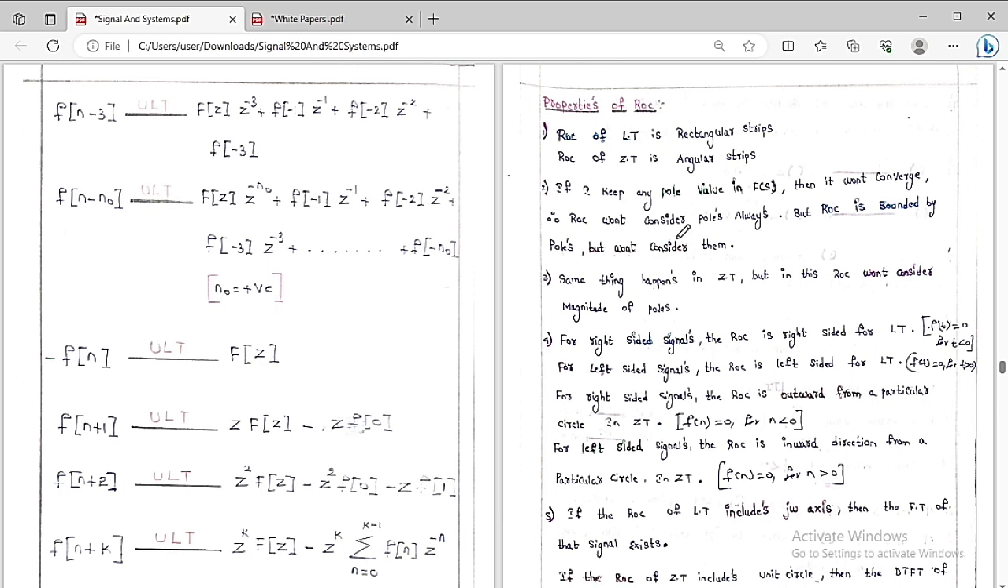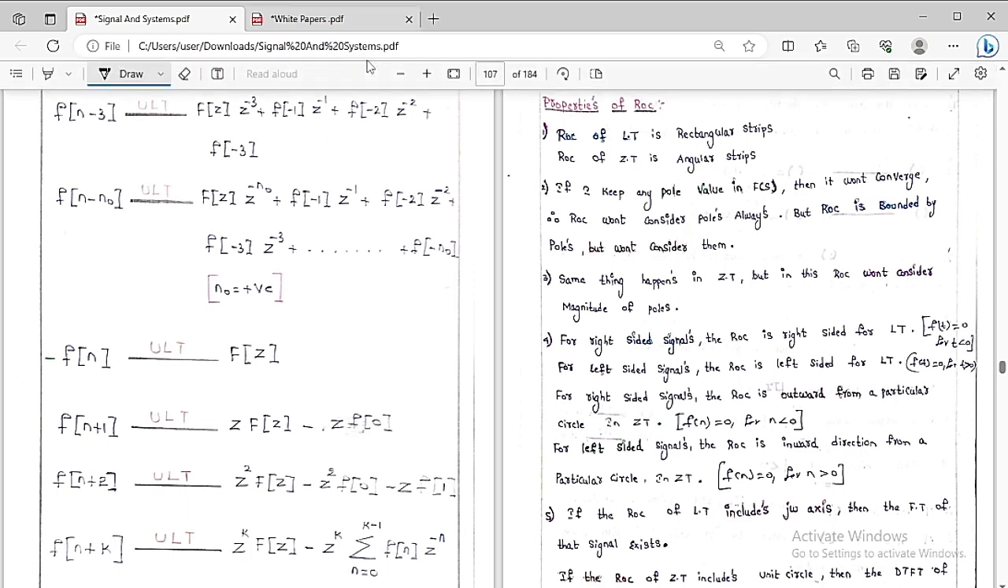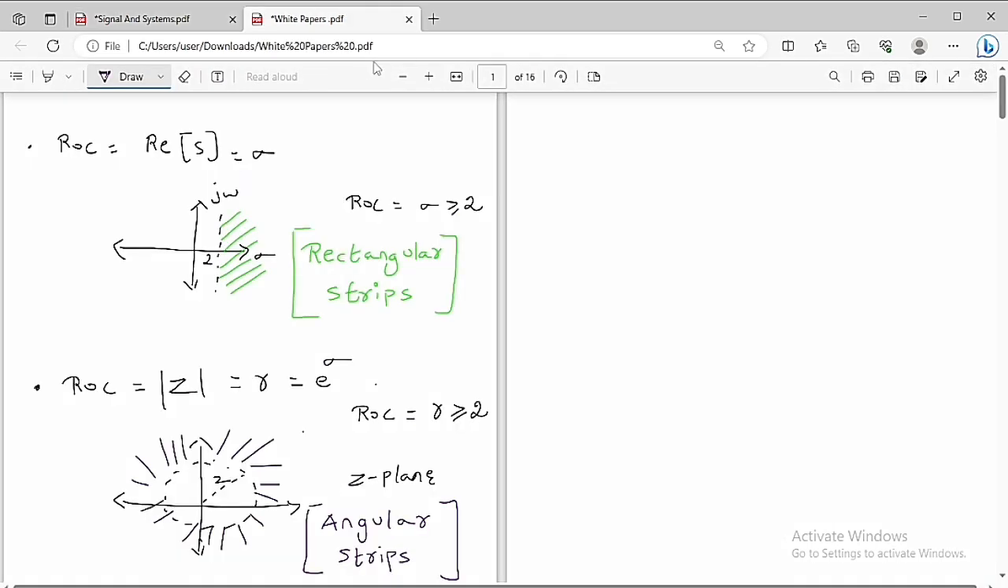The ROC won't include the poles, that is, the magnitude of the poles in the case of the Z transform. In the case of the Laplace transform, the values of the poles are taken as they are. So let me write here.